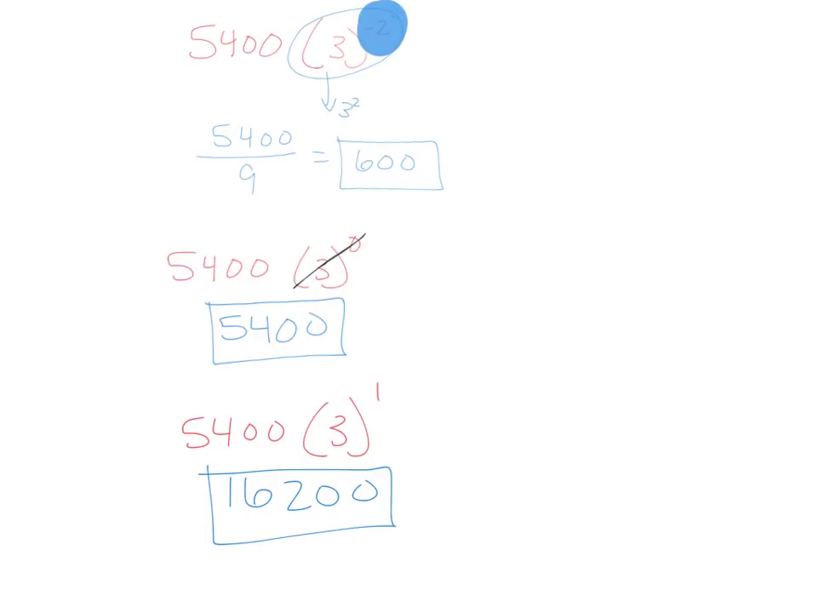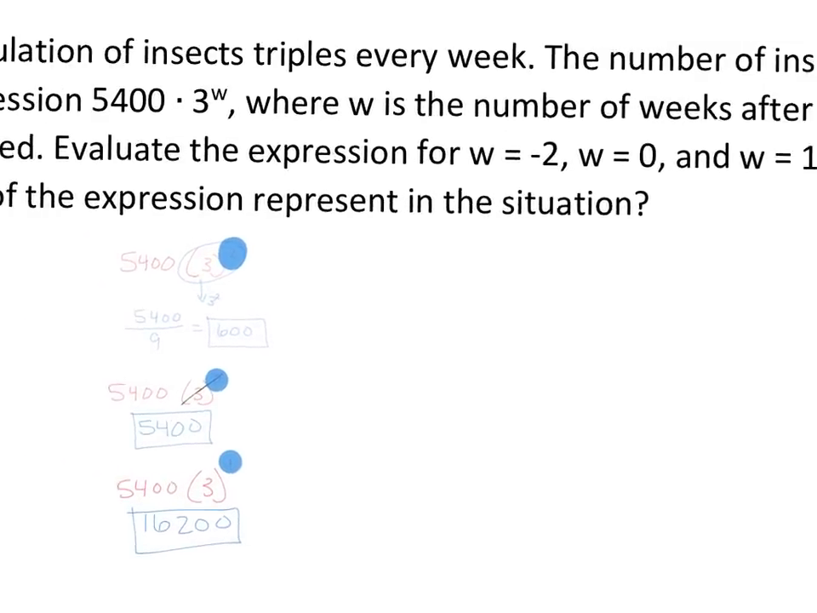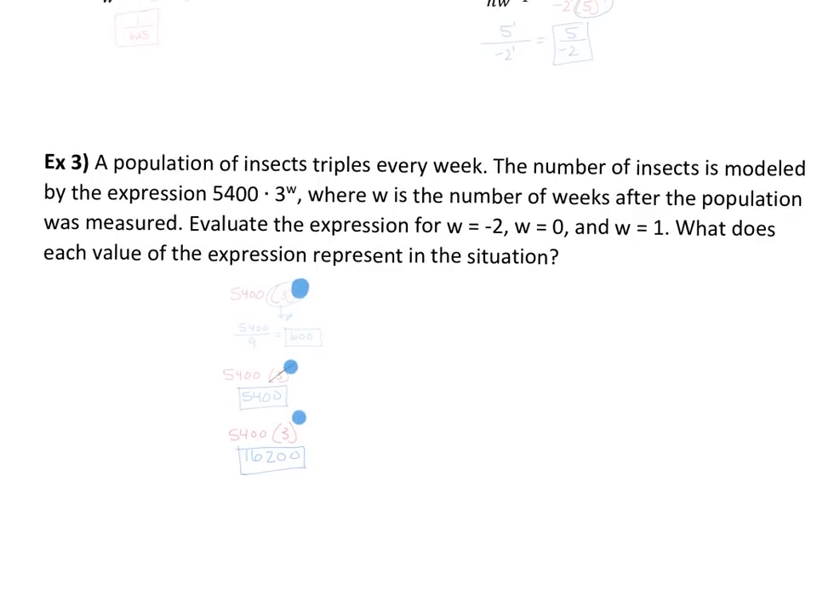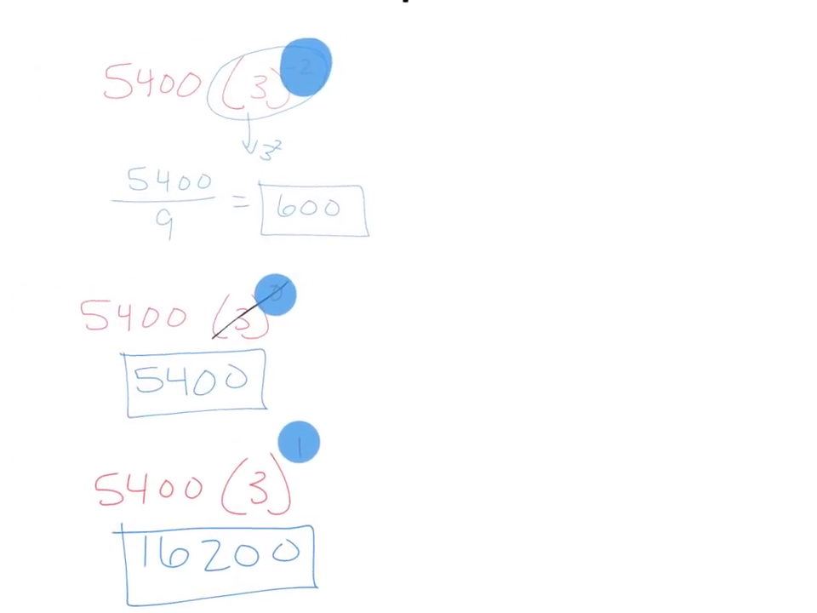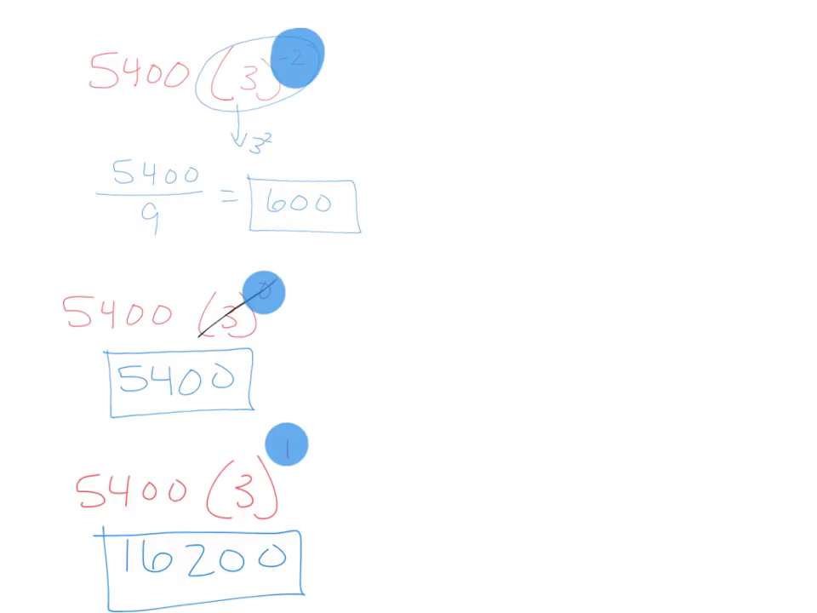All right, now let's think about what these mean. If I'm looking at these exponents, if you go back up here and read, it says where W is the number of weeks after the population was measured. So now, if I'm thinking about negative 2 here, negative 2 means that this would have been 2 weeks before they measured. So there were 600 insects 2 weeks before the first measurement.